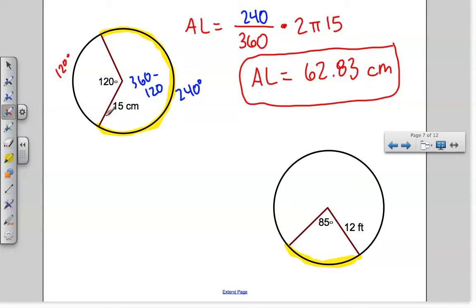Now, does that make sense? If the radius was length 15, this would be 62.83. And that seems reasonable because that's a lot of circle I'm dealing with there. Radius 15. Okay. That looks good.